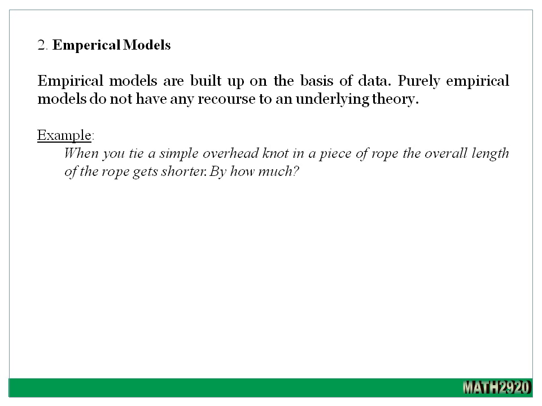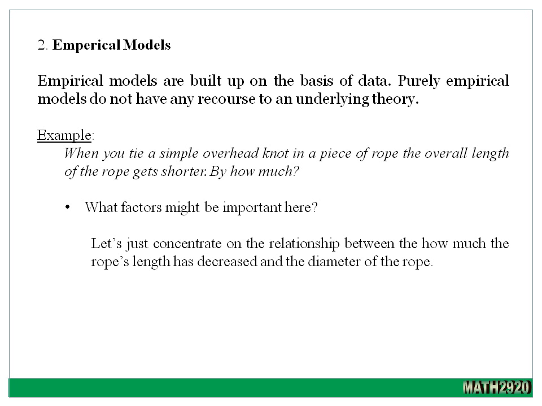Well, in the way of all good modelling, we'd start off by having a look at what factors might be important here. So it might be what's the rope made out of, how thick is the rope, what else can we think of? Is the rope wet, is it dry, does it matter how tight we tighten the knot, and so forth. There's lots of factors that we can put in here. So imagine for the minute that we're just going to concentrate on the relationship between how much the rope's length has decreased and the diameter of the rope.